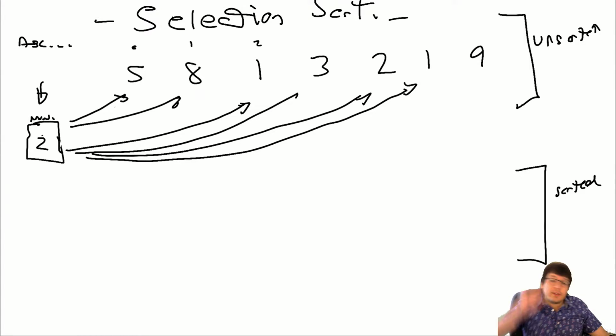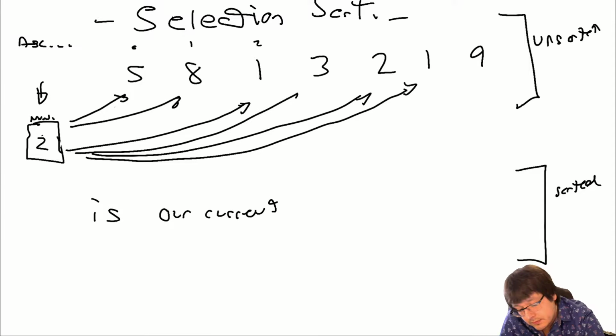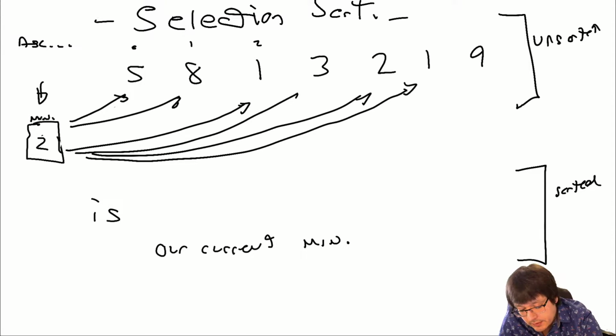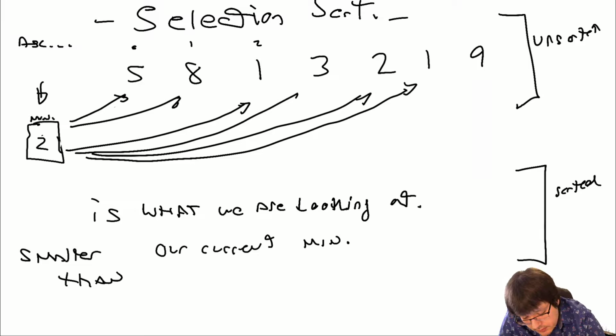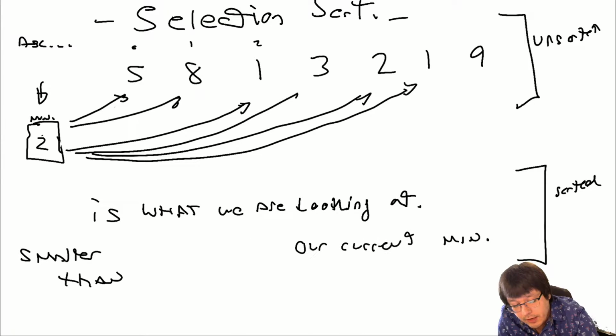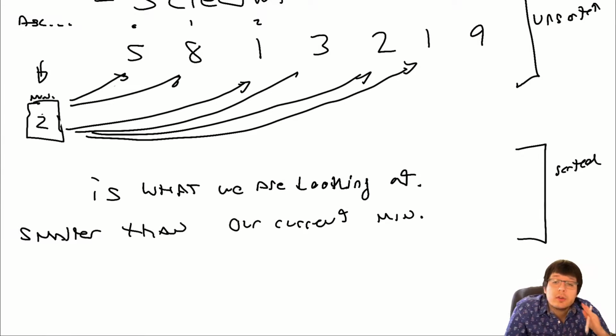This is important, right? Because here's the thing. The way I'm asking the question is: is what we're looking at, which is an index, smaller than our current minimum? That's the question that we are asking in code. Because that way, the index only gets replaced if it is smaller than. If it's equal, such as the case here with the duplicate, it will not get replaced.